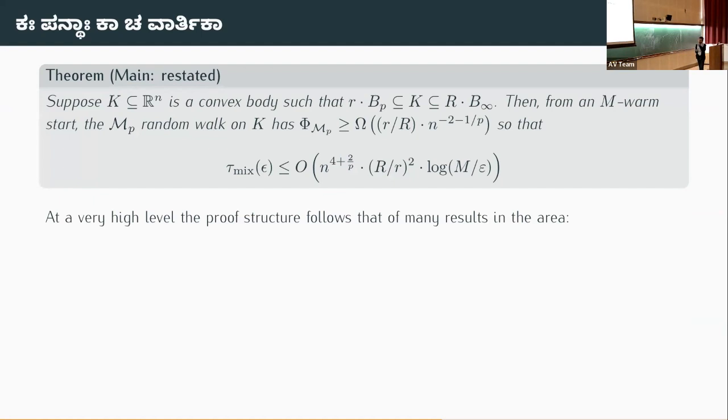So the main theorem is a restatement. Now that I have the conductance, I can write that here. The main theorem was that these MP random walks, defined for these Whitney decompositions with the LP norm, now have this kind of conductance: 1 over the aspect ratio times 1 over n squared times 1 over n to the 1 over p. And that immediately translates into this kind of mixing.